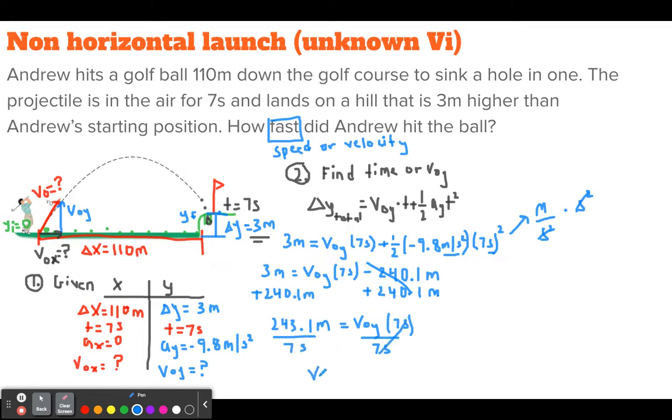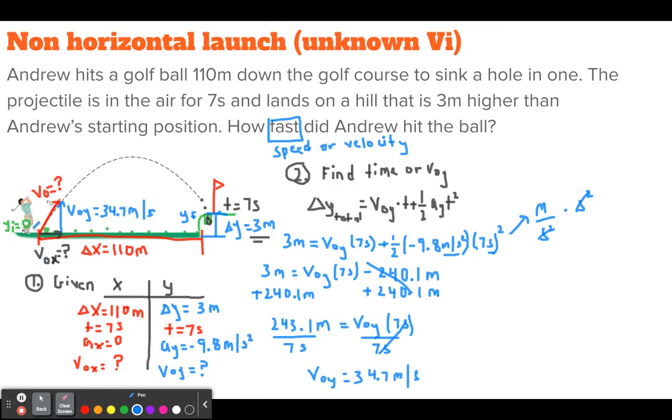We got that initial velocity in the y is equal to 34.7 meters per second. So we found the y component to our velocity. The y component is 34.7 meters per second. Okay, so we found the y component.